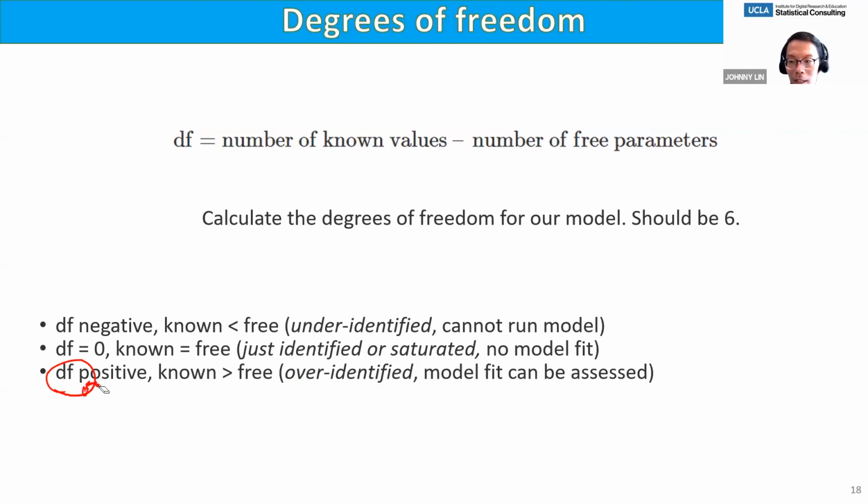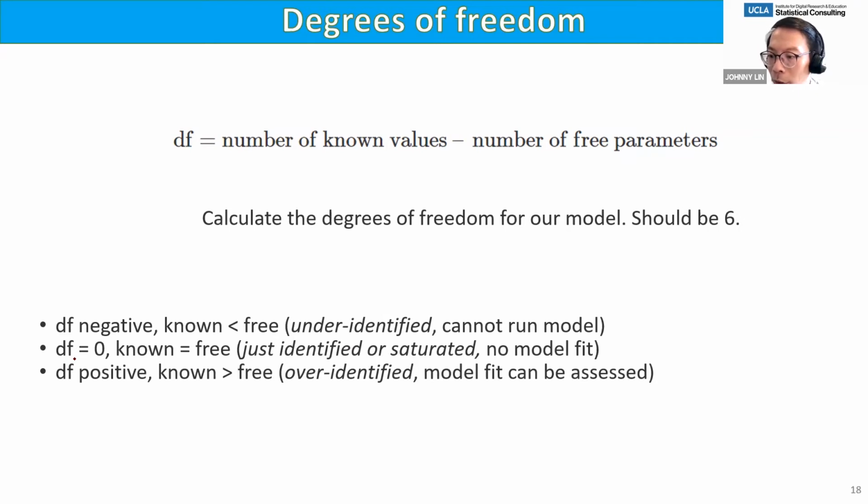Well, let's look at the other extreme case where DF is negative. That means the number of known values is less than the number of free parameters. So let's say we had 5 and then we had 6. Then we get a degree of freedom of -1. That can never happen. That's called under-identified. You cannot run a CFA model that is under-identified. You will never see degree of freedom negative in your output. If you see that, tell me and I'll buy you a house in Laguna Hills. All right, so that will never happen.